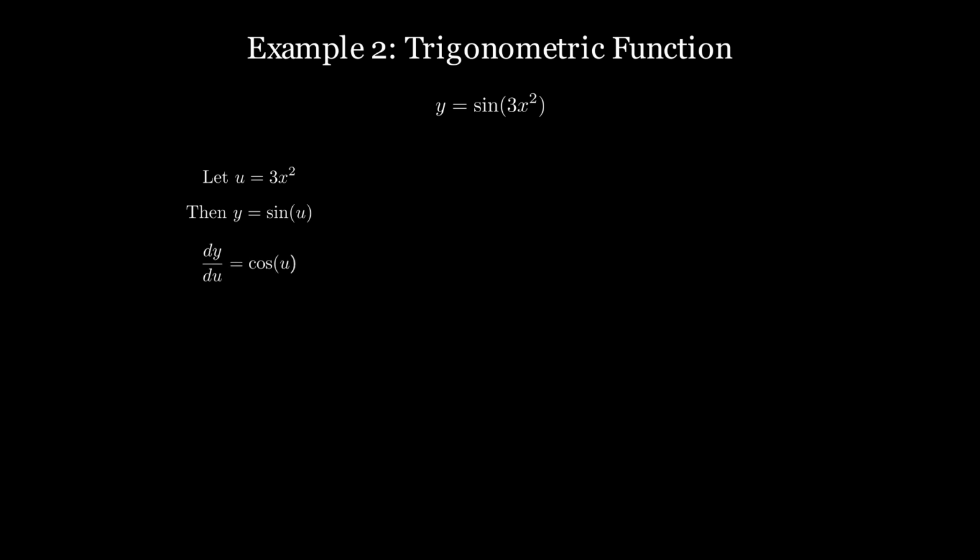The derivative of sine of u with respect to u is cosine of u. The derivative of 3x squared with respect to x is 6x. We combine these using the chain rule, and finally, substitute u back to get the answer in terms of x. Let's look at the direct method, which is faster once you're comfortable with it.